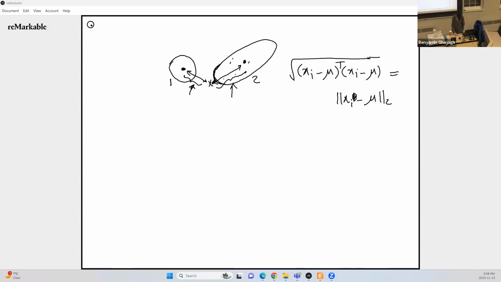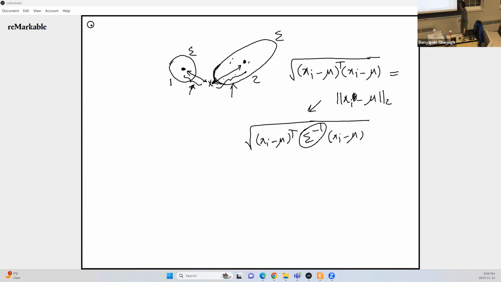But Mahalanobis says, let's add sigma inverse in between, right? Why? Where sigma is the covariance matrix of each of these classes, right? So why do we use sigma inverse? Because the bigger the covariance, the scatter of data, the smaller the distance should become. That's why sigma inverse is used, right? And this is the Mahalanobis distance.